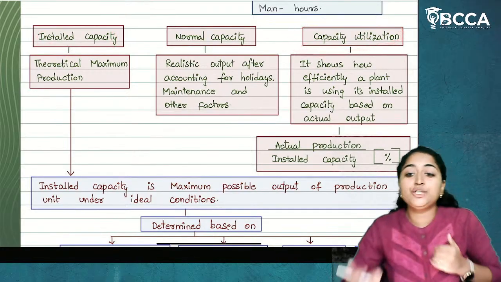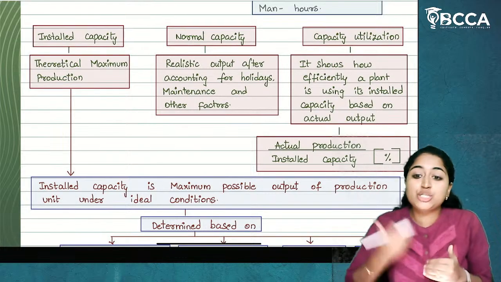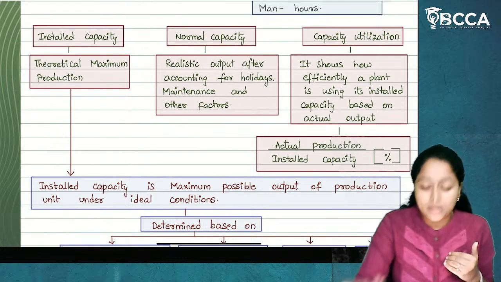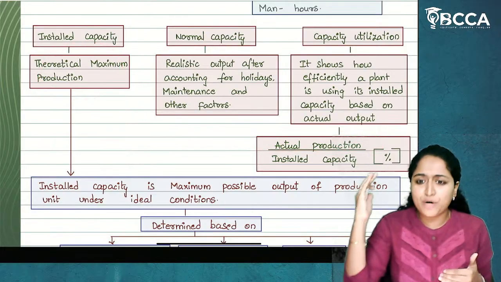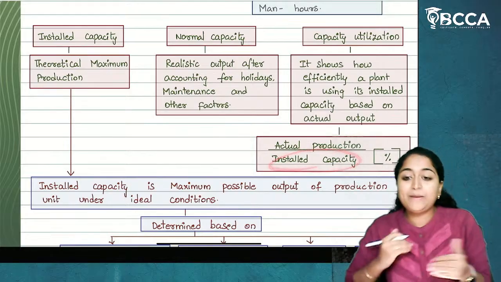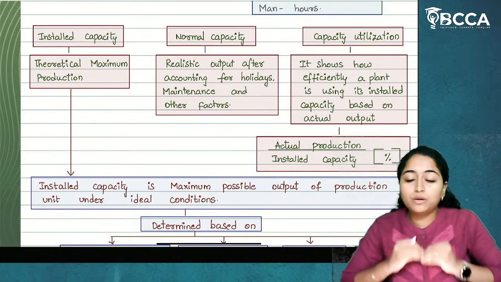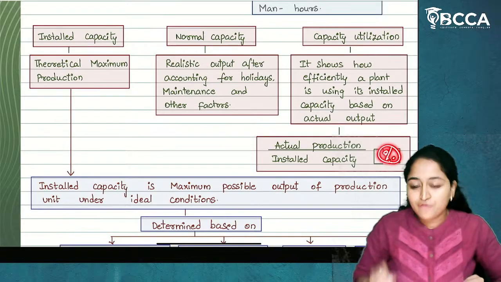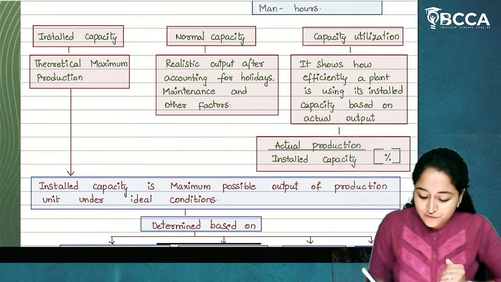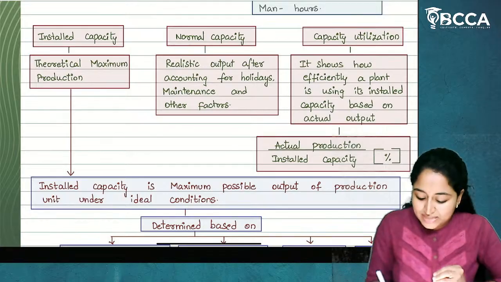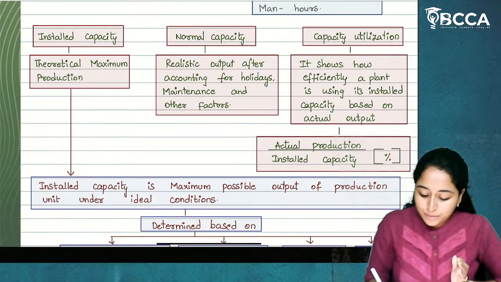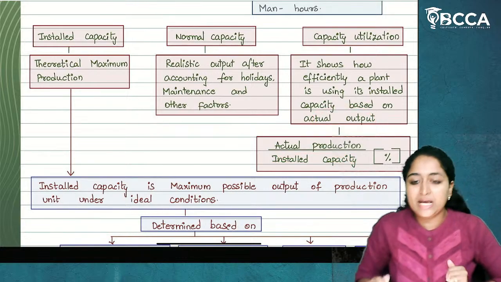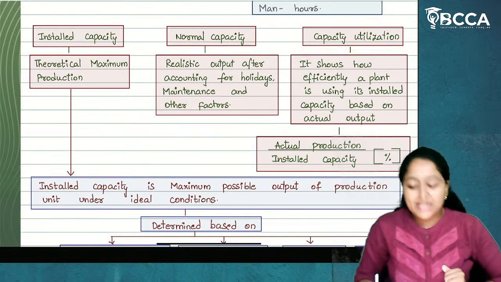Now, what is capacity utilization? What is my actual capacity? How much capacity I am doing the work based on actual production divided by my maximum production which I can achieve, that is, installed capacity, and this will always be expressed in percentage format. That is called capacity utilization. It shows how efficiently a plant is using its installed capacity based on the actual output. So based on actual output, how much installed capacity I am utilizing is called capacity utilization.